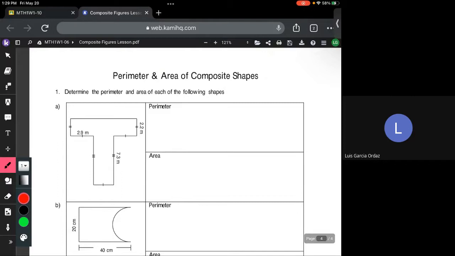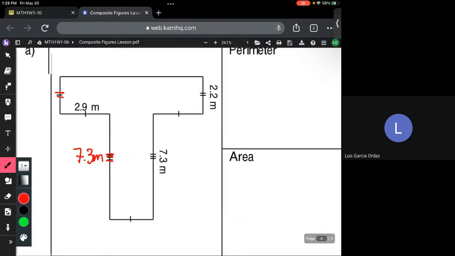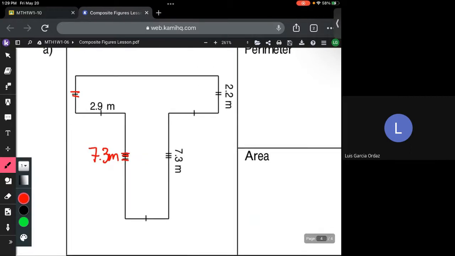Okay, so this is my first shape. I'm just gonna label. So what would this side measure? The one with the 3 dashes, what would it measure? 7.3. That's what I said. Okay, Sean, what is the one with 2 dashes gonna measure? 2.2 meters. That's what I meant to say. The reason why is because the other side also has the 2 dashes, so it's also 2.2.